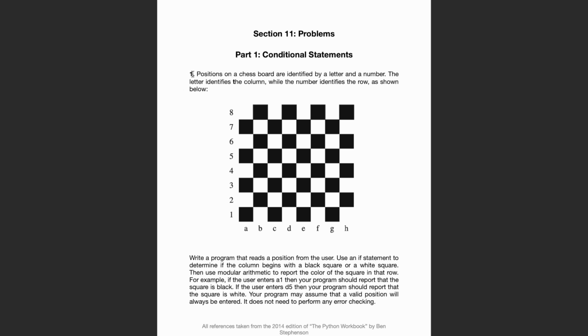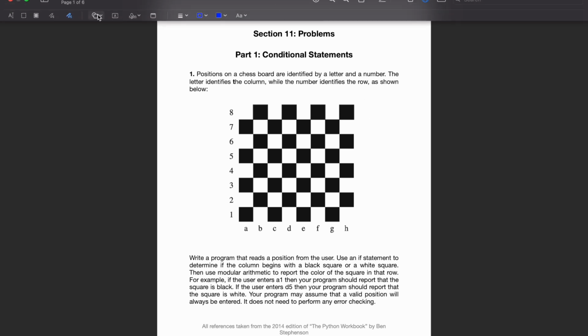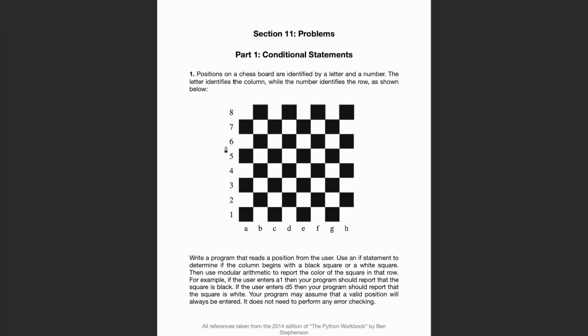Now, the first question says, positions on a chessboard are identified by a letter and a number. The letter identifies the column while the number identifies the row as shown below. So we can see that our columns are identified by letters and our rows are identified by numbers. That's pretty simple.